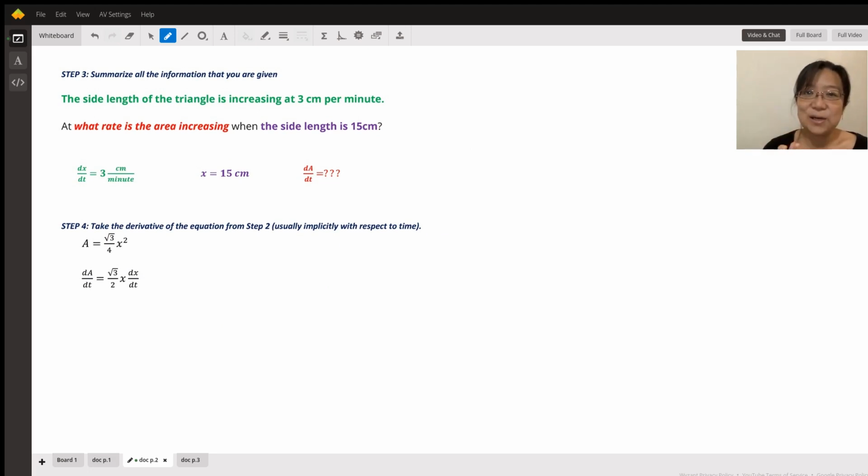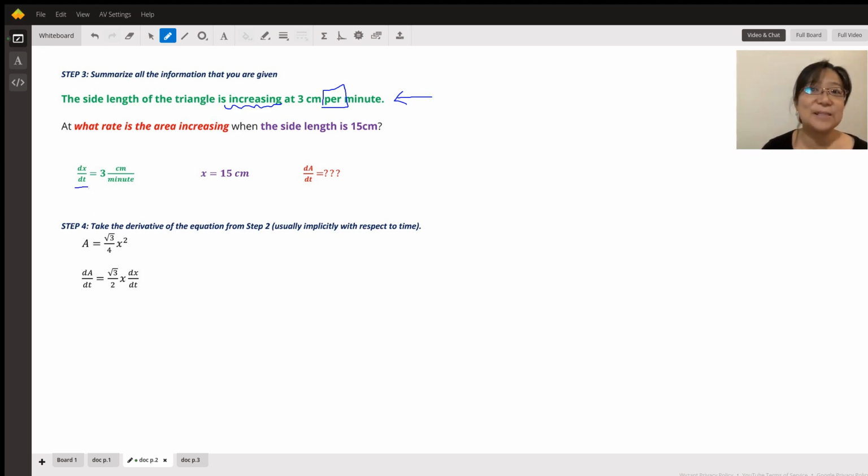Now, these two statements are from different parts of the problem. The side length of the triangle is increasing at 3 centimeters per minute. That was given to you in the main part of the problem. And what that basically means is that you have dx over dt equals 3 centimeters per minute. Anytime you see the word per, or you see things like increasing, sometimes you might see the word rate, what that means is you're going to have a something over dt as the expression you're looking for. So we have dx over dt equals 3 centimeters per minute.